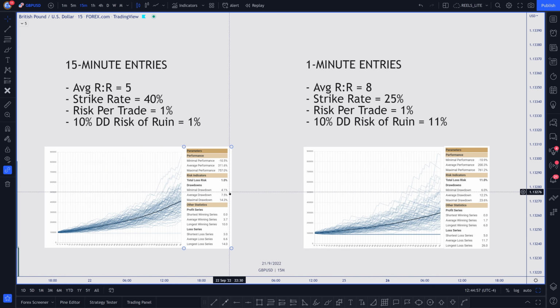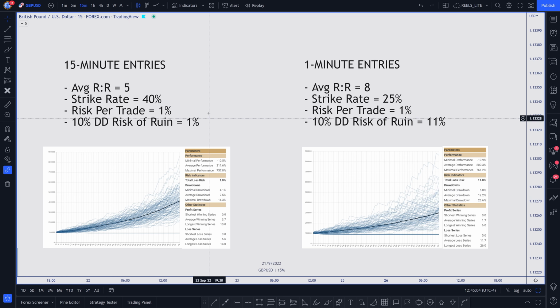Even if we look at the minimal and average drawdowns here, you can see, right, the most drawdown that you're going to get with this particular risk system is, well, on average, it's going to be 7.5%, whereas on average, it's going to be 12.2% with your 1 minute system, right? So kind of have to weigh it out.